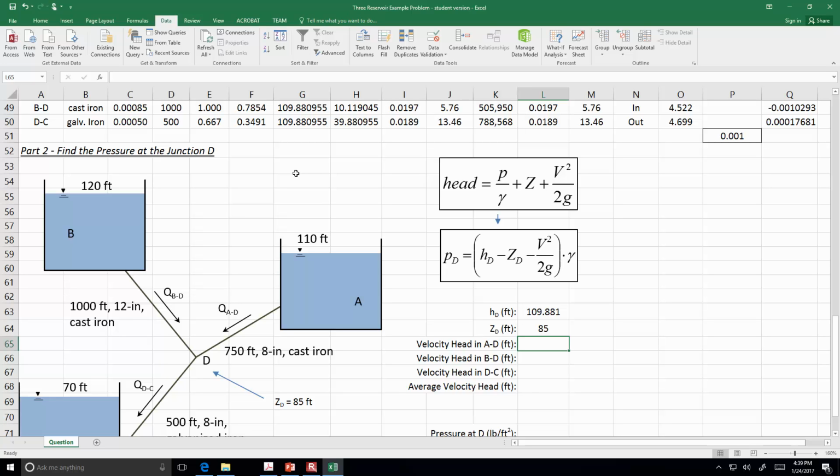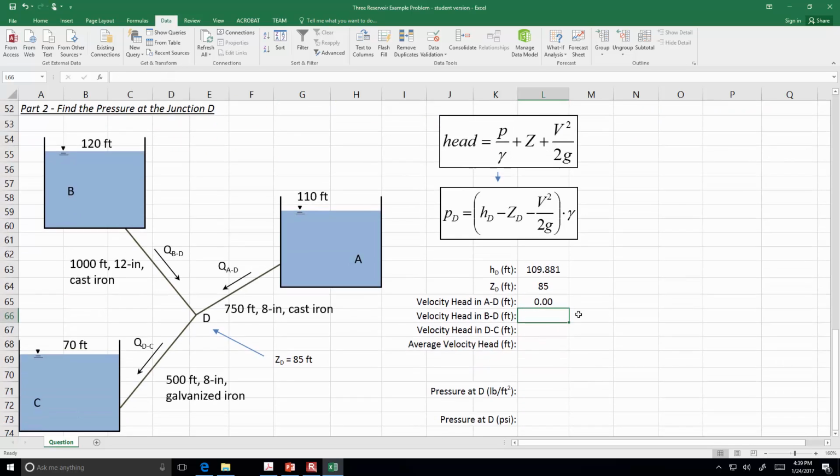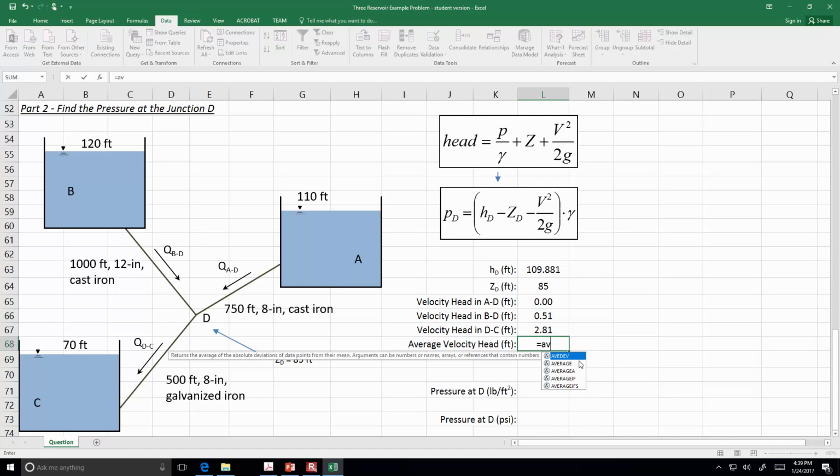But since we're in Excel, we can sort of afford to overthink it. It's not so bad to iterate these things manually. So velocity head is just the velocity in AD, here's our velocity, squared, divided by 2g. Remember, g is 32.2. Oh, thank you for catching that. I got a little overzealous with my divide. All right, so I'm going to drag that down. So I have my 3 velocity heads, my average velocity head.